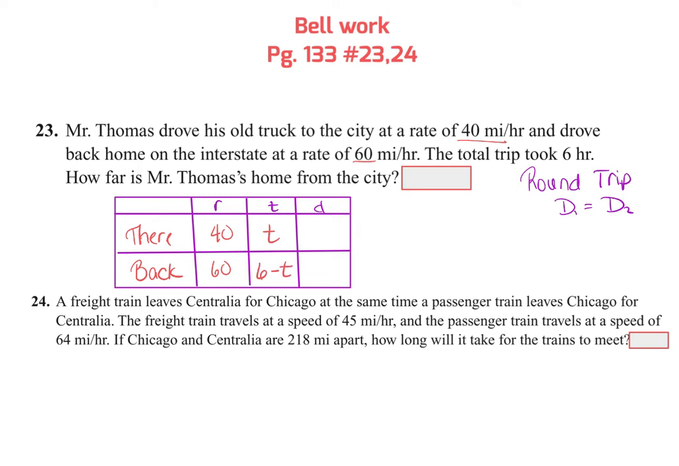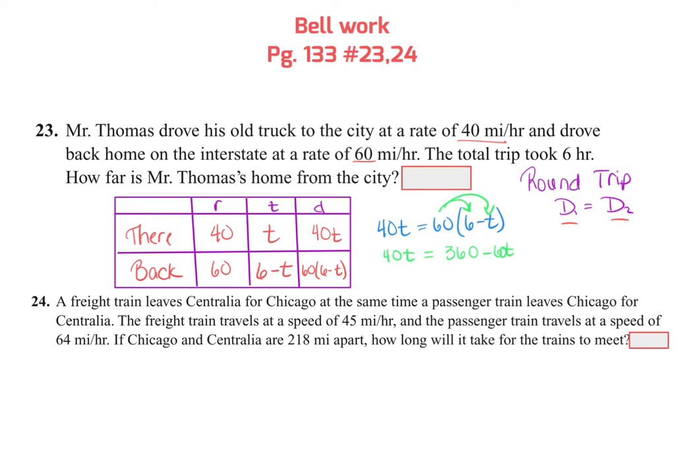To find our third column, we always multiply across. So the first distance is going to be 40 times t. The second distance is going to be 60 times 6 minus t. And we said these two equal each other. So that's what we're going to set it up as. 40t equals 60 times 6 minus t. All right? And then we're just solving algebraically. Leave the 40t alone. Distribute that 60. 6 times 60 is 360. 60 times negative t is negative 60t. There should be a 0 there.